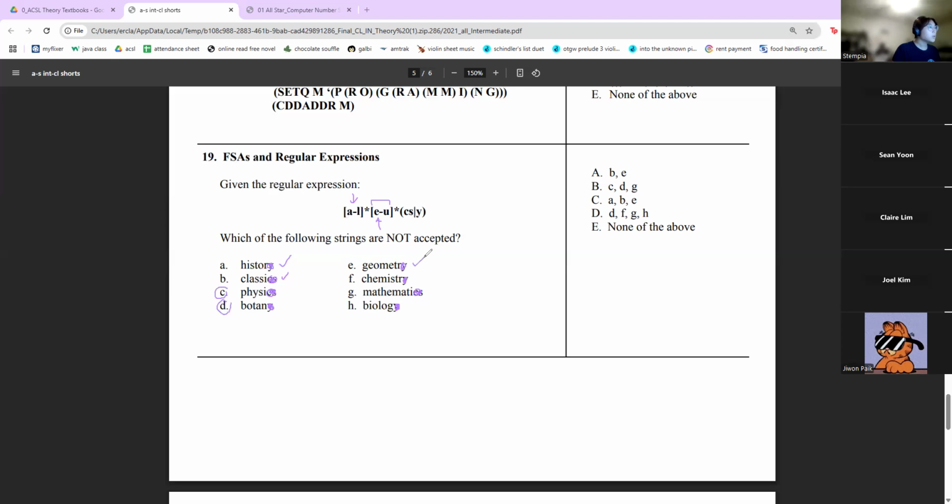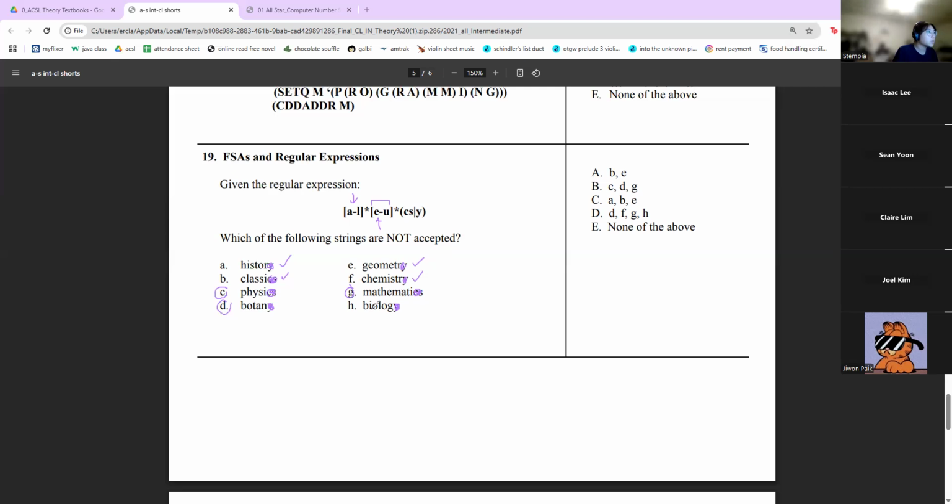Chemistry, C, H, E. The first three letters fall within AL. M falls within EU. I falls within EU. S, T, R all fall within EU. So F works. Mathematics, we have M, A. Those two fall within AL. Starting from T, though, we have to make sure it falls within EU. So T, H, E, M. A does not, so G also fails.